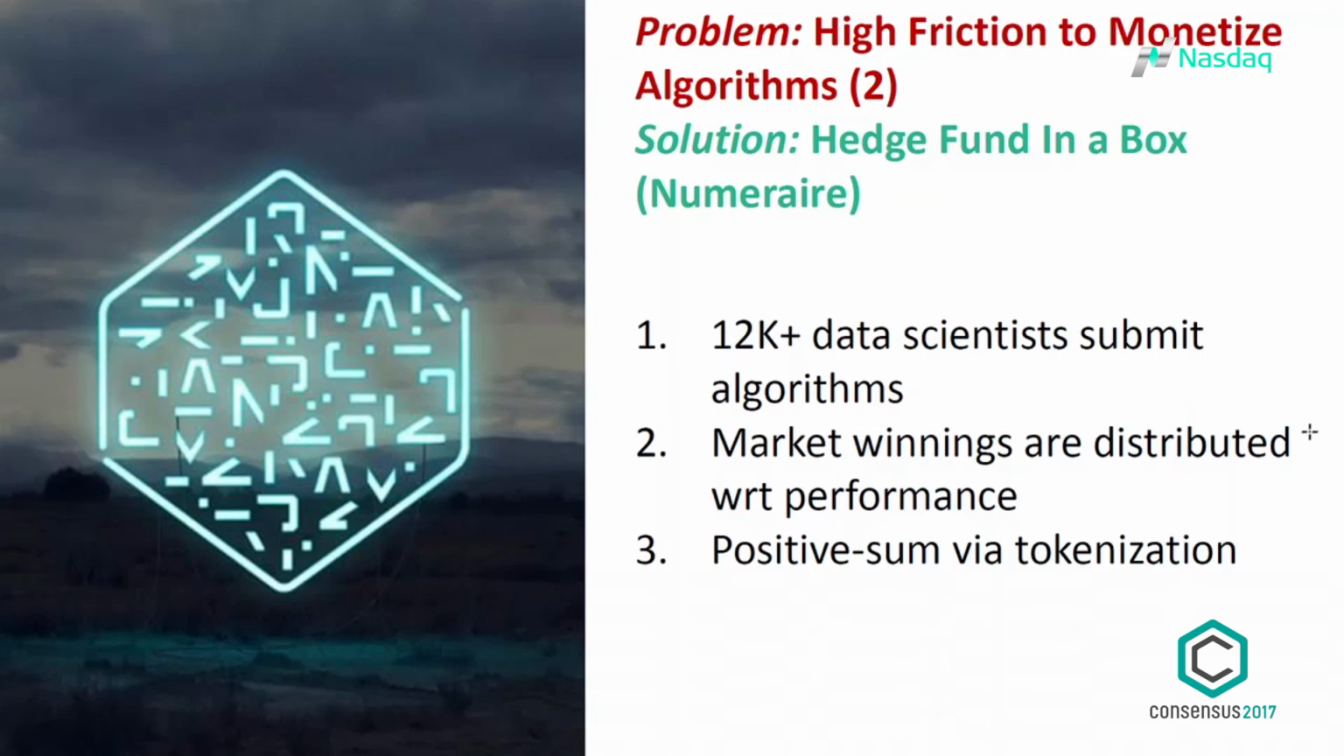So that's an example. Another one, which we're not working on, but I think it's super cool, is Numeraire. They are basically also addressing this problem of how do you monetize algorithms easily. They're essentially a hedge fund in a box. So they're a hedge fund, but rather than 5 geniuses in a corner dreaming up new algorithms, they are using a community of 12,000 data scientists who are submitting algorithms to predict the stock market and trade. From that, each scientist was getting winnings proportional to how well his algorithm did. Now, this had a problem, and the problem was the more that one person's algorithm did, the less winnings others would get. It was a zero-sum game.